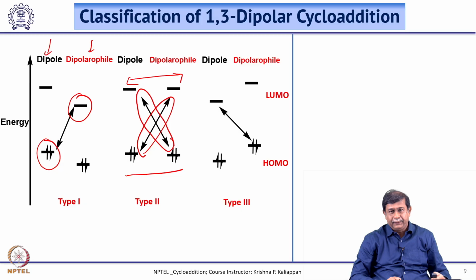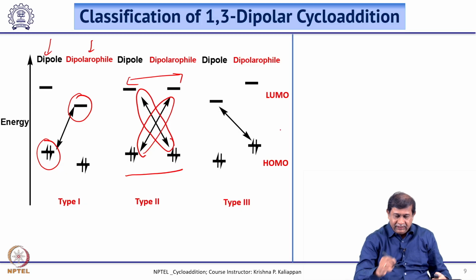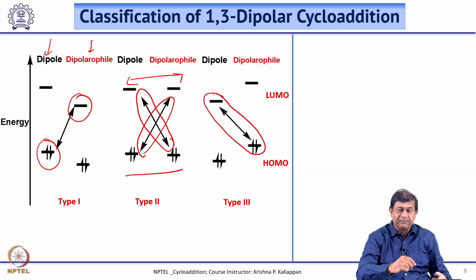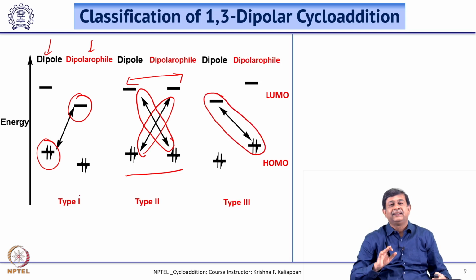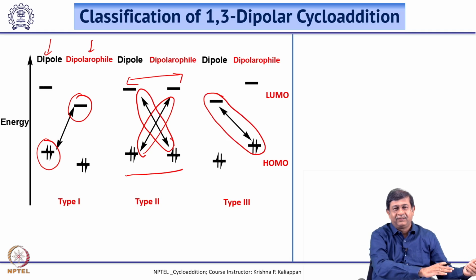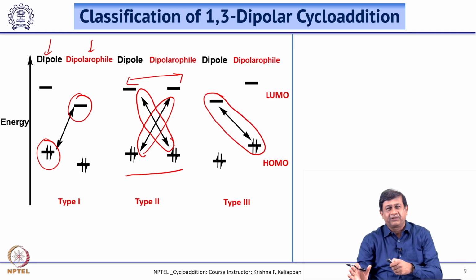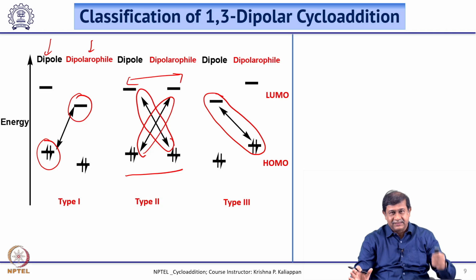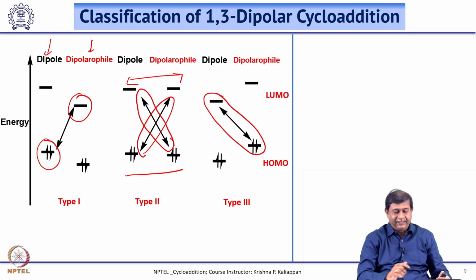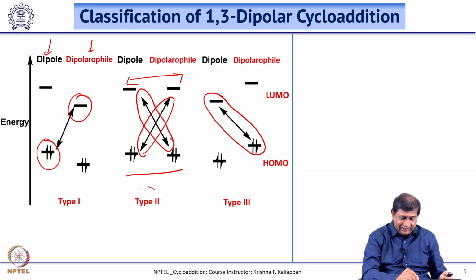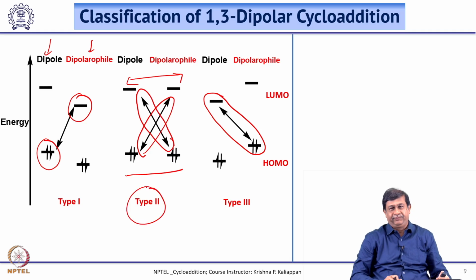In type 3, the HOMO of dipolarifier interacts with LUMO of dipole, exactly opposite to type 1. So, it is like one is like normal Diels-Alder reaction, other one is like abnormal Diels-Alder reaction. This we have discussed. Okay. So, type 1 is like normal, type 3 is like abnormal and type 2 is in between.